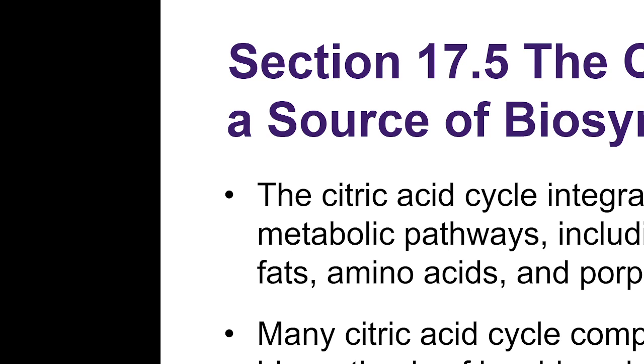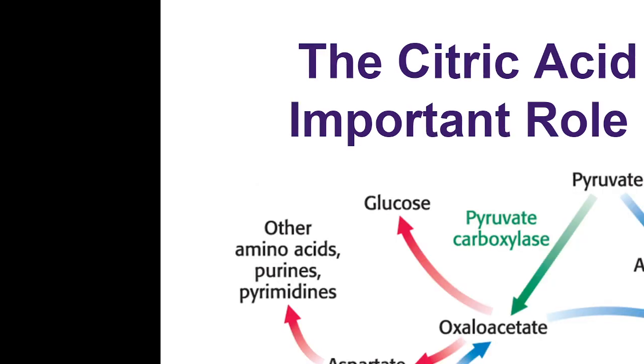The citric acid cycle can integrate many of the cell's other metabolic pathways, including those of the carbohydrates, fats, amino acids, porphyrins. This tends to be sort of the central cycle everything gets fed into. Many citric acid cycle components are going to be precursors for biosynthesis of key biomolecules. Again, here's your citric acid cycle, and how it's linked up to everything else. So again, this is that central important role in biosynthesis.